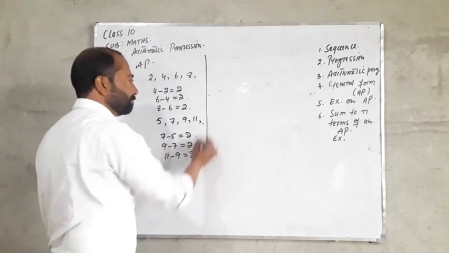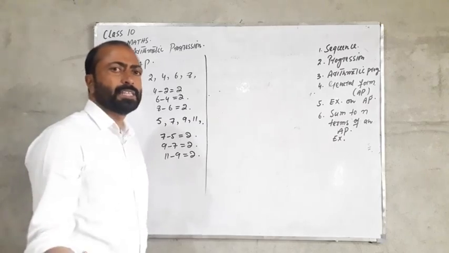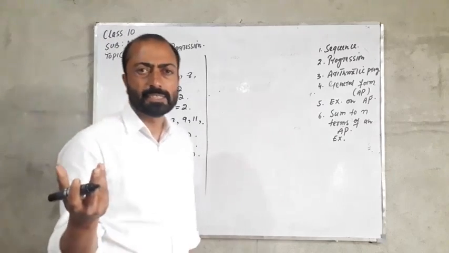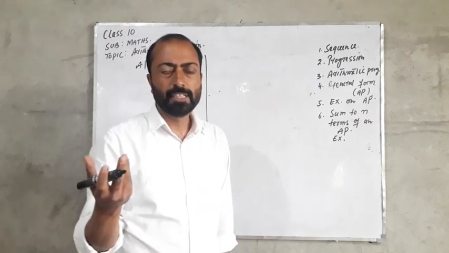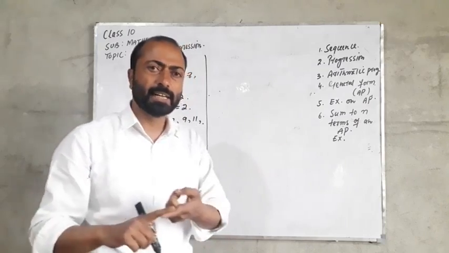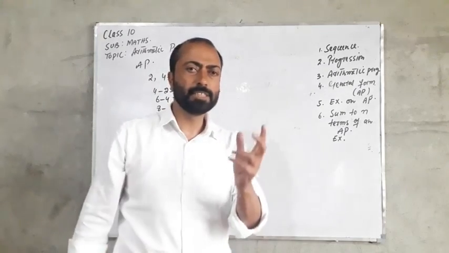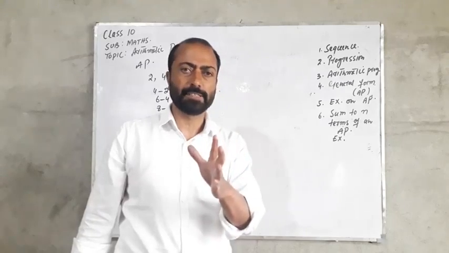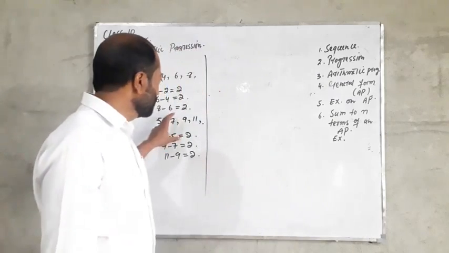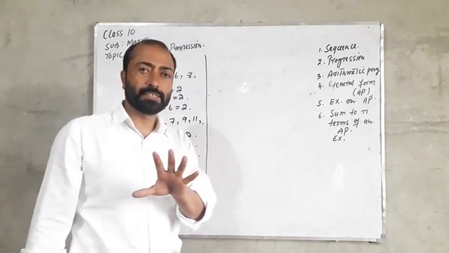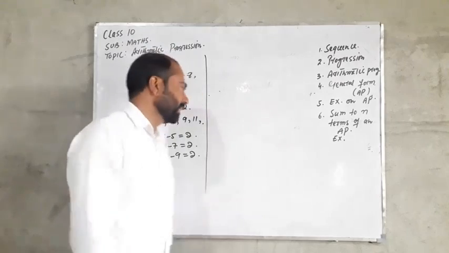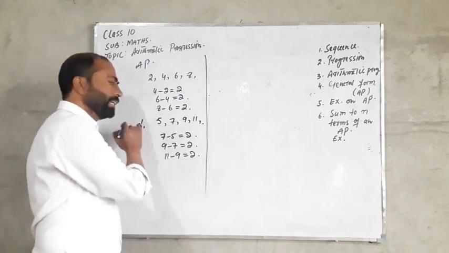Let's have a definition of this AP. We can simply say an AP is a sequence of terms in which the difference of any term with its previous term is always constant. This difference is called the common difference, and we usually denote this common difference by D.